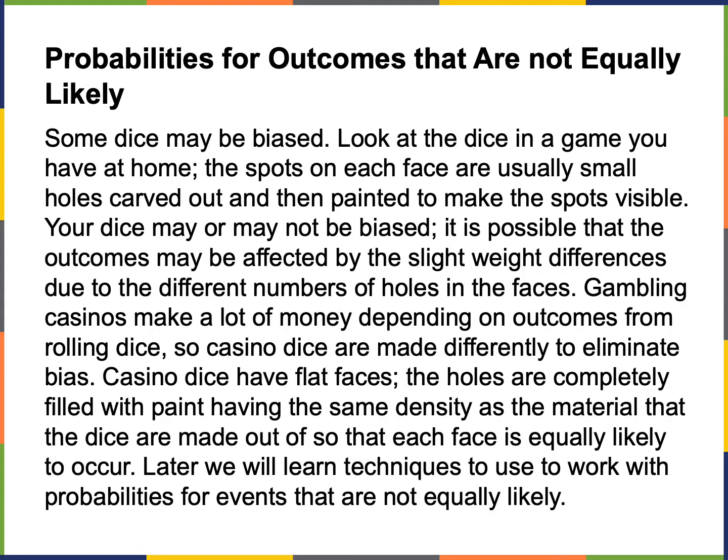Some dice might be biased. If you look at the dice in the game that you have at home, usually the spots are small holes carved out and then painted. So your dice may or may not be biased. Sometimes the outcomes could be affected by the slight weight differences due to the different number of holes in the faces. Gambling casinos make a lot of money depending on outcomes from rolling dice, so casino dice are made differently to eliminate bias. Casino dice have flat faces. Their holes are completely filled with paint that has the same density as the material the dice are made out of, so that each face is equally likely to occur.